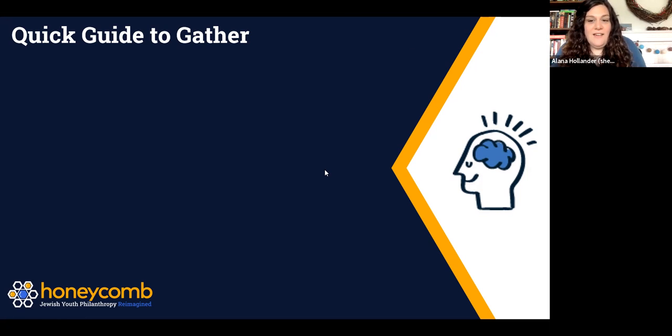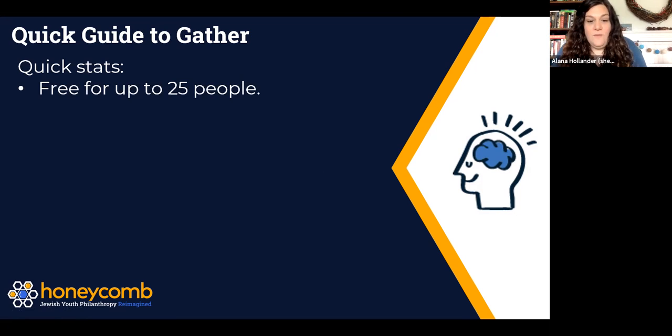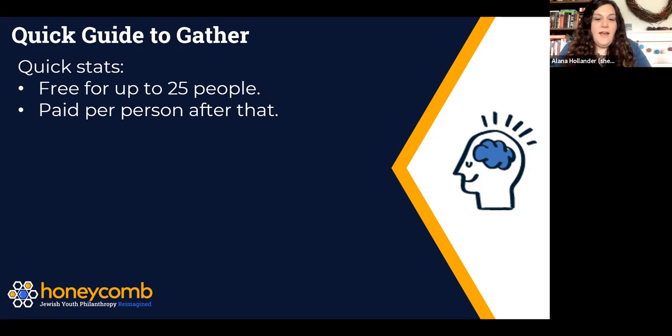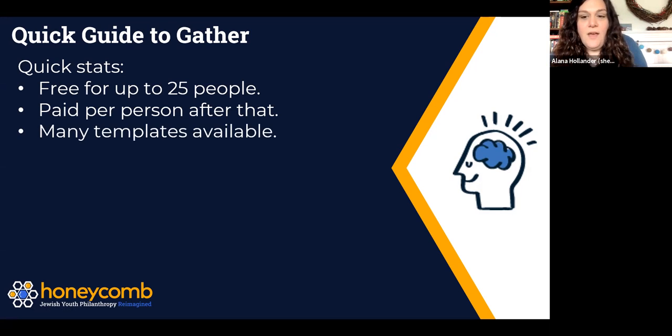Some basic info about Gather: it is free up to 25 people. So especially if you're working with your programs and you want to have a fun interactive space for your participants, it's a really great free resource for a smaller group. But even after that, it's paid per person, and it's really affordable. I highly recommend you go to their site and look at their pricing plans and see if it's a fit for you. They have many different templates available pre-made, so you could potentially just grab and go and set up your space and be in a really good position to set up a program space or conference space or event space online.